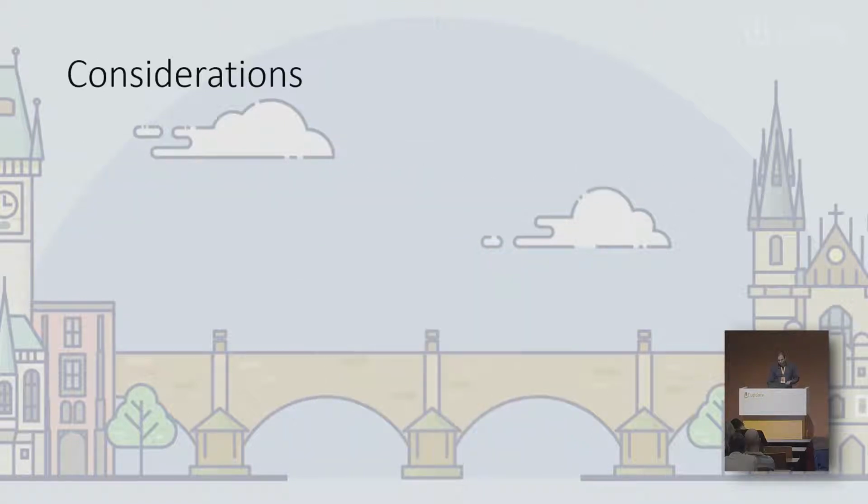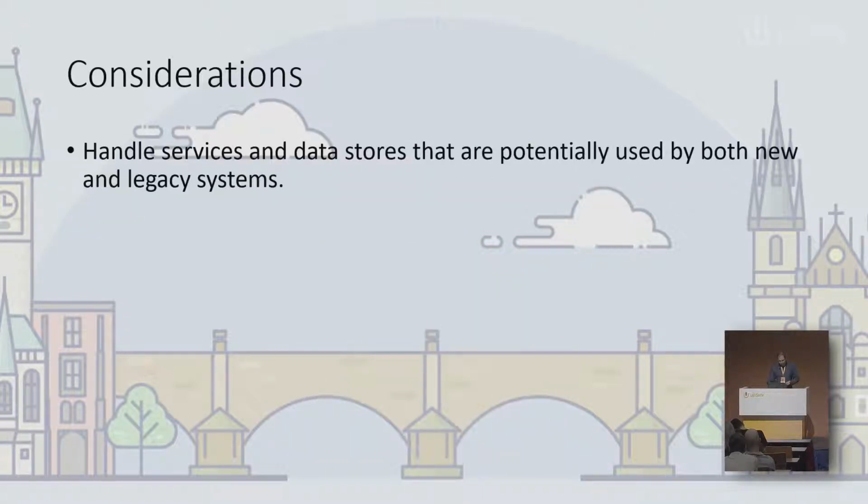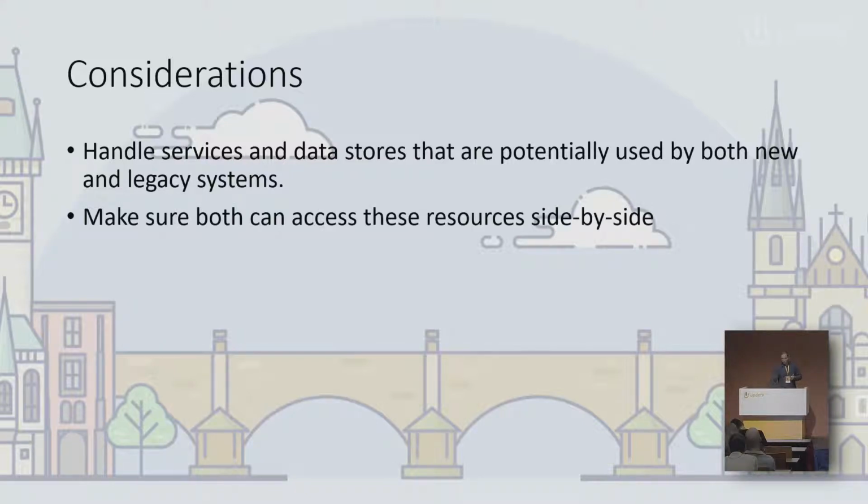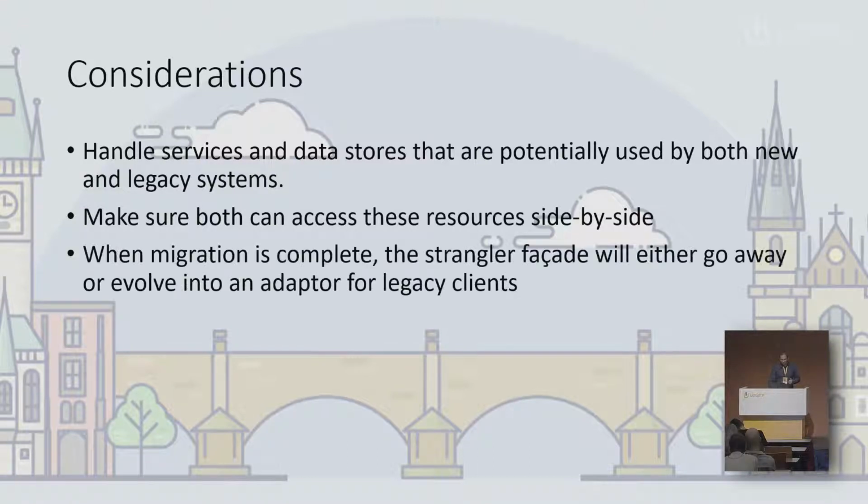Some of the considerations. Handle services and data stores that are potentially used by both the new and legacy system. You might still need to connect to the same database. Even though this is a new system, you have to be considerate: over here I'm using Entity Framework, over there I was using Hibernate. You have to consider all of these other choices that you're going to make. Make sure both can access the resource side by side, like the old system still needs to run and the new system needs to run.